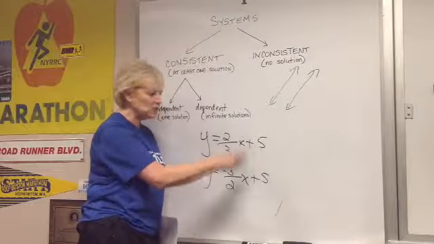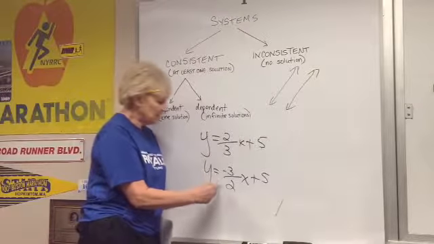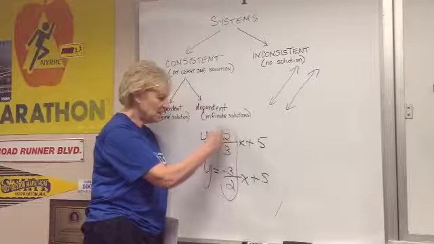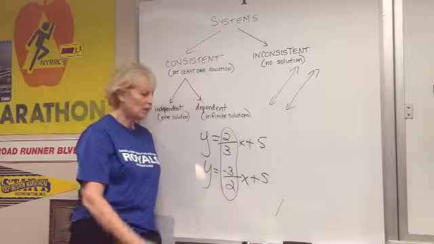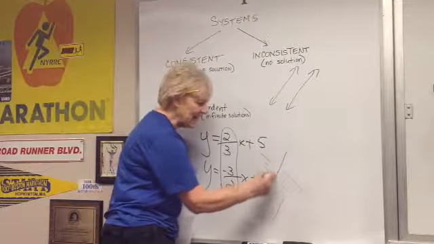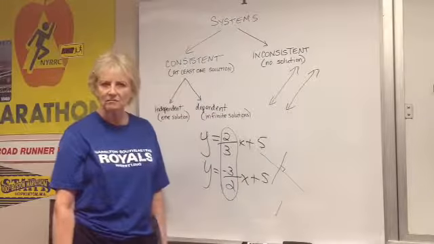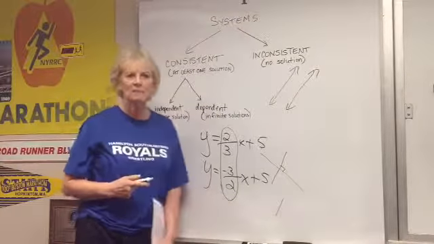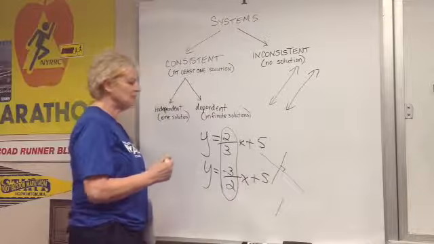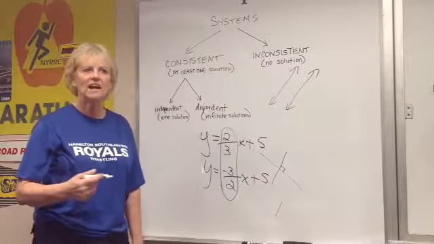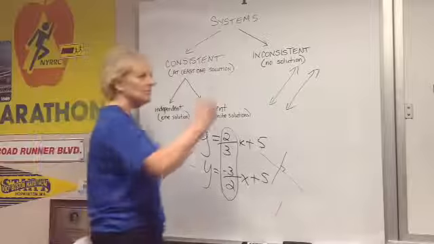Now, this is a special case. It's a special case because these two cross at a 90-degree angle. They're perpendicular. I'm going to give you one more example of a perpendicular system and see if you can tell me how you can create one.